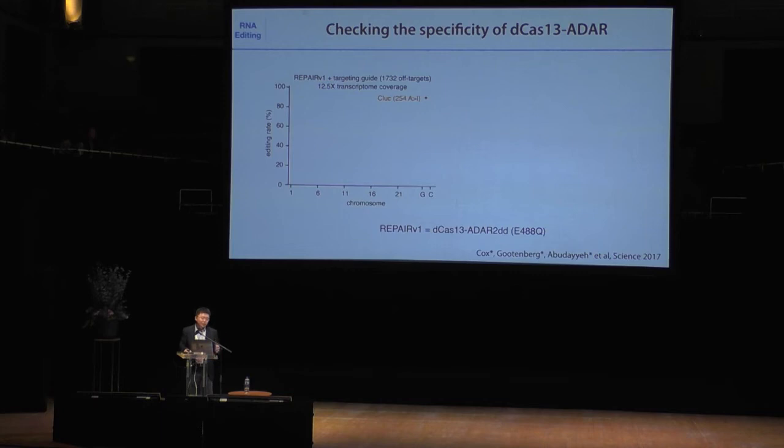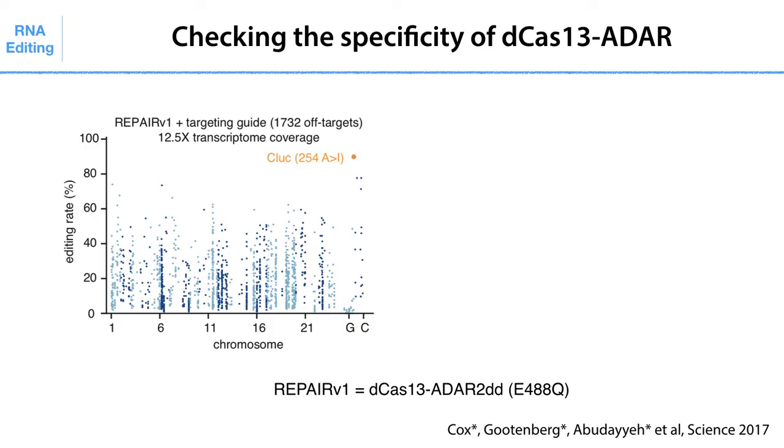But the first version of the system that we developed was not perfect. In fact, it introduces other unwanted changes within the cell. And so by sequencing the cell, even at a shallow depth of 12.5 times the coverage of RNAs in the cell, we find that there are a number of off-target activities.